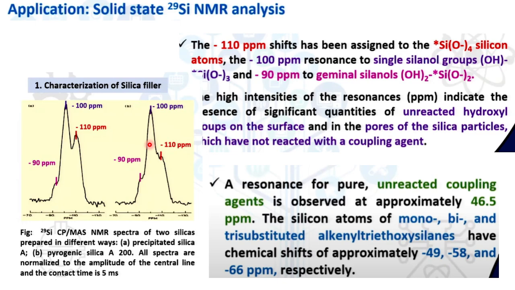A resonance of pure unreacted coupling agent is observed at approximately minus 46.5 ppm. The silicon atoms of mono, bi and trisubstituted alkyl triethoxysilanes have chemical shifts approximately minus 49, minus 58 and minus 56.